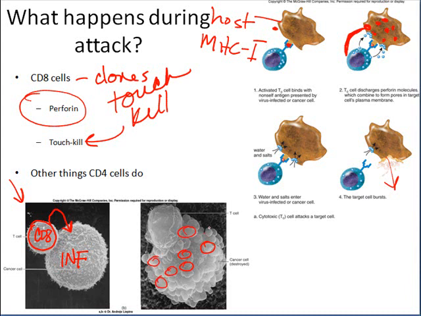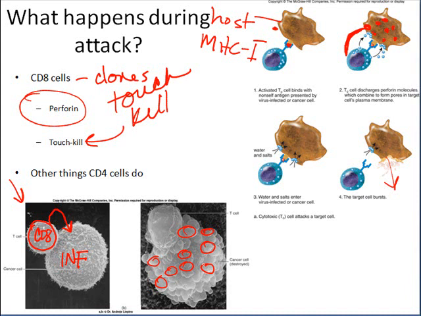This is a process that we haven't learned about that happens at the same time as the touch kill. It's a process called apoptosis. In upper division classes, you'll learn more about that. Now, remember, it's only the right-shaped cytotoxic T cells that perform this touch kill.